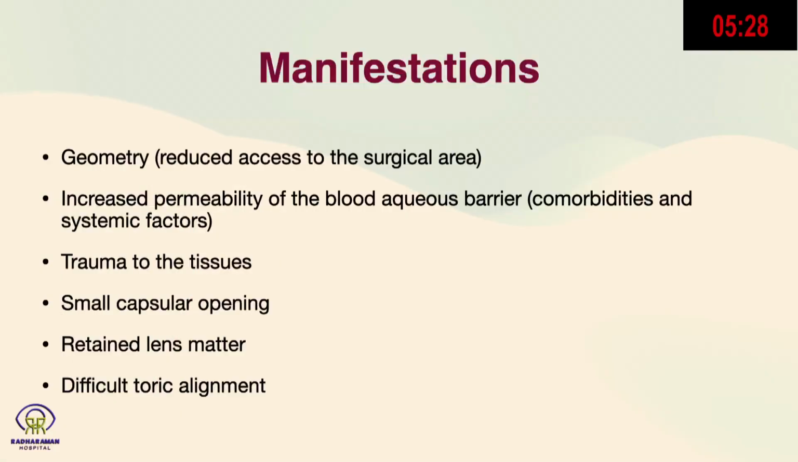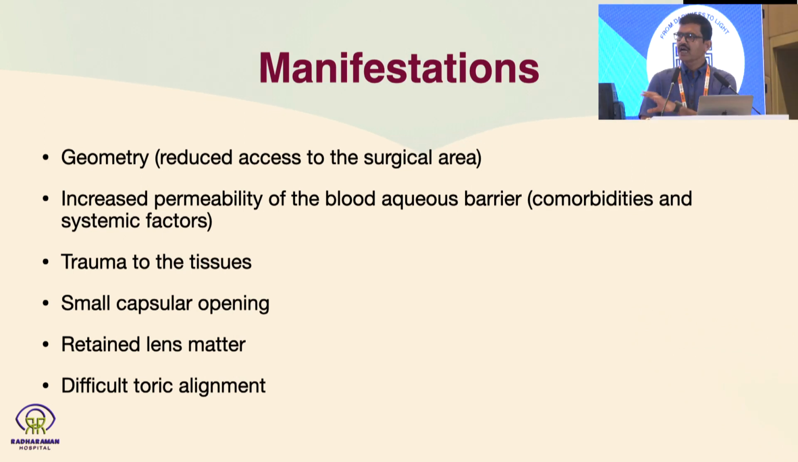The surgical manifestations of a small pupil are these. It disturbs the geometry, so there's reduced access to the surgical area. There's increased permeability of the blood-aqueous barrier, but that's thanks to the conditions which lead to a small pupil. Trauma to the tissues is likely because the iris, the pupillary margin, are very closely located to the phaco needle. You're likely to have a smaller capsular opening because the access is less. Retained lens matter, because the iris forms a diaphragm under which the shattered lens matter can be hidden. And of course, if you are trying a toric IOL placement, the alignment could be difficult in a small pupil.